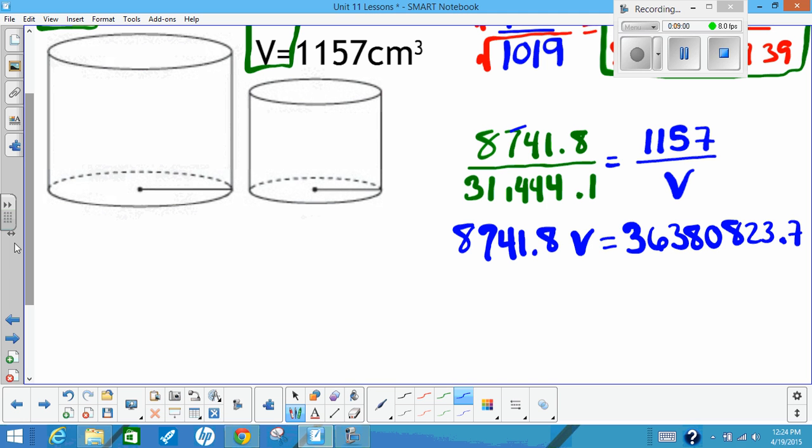I'm going to divide both sides by 8,741.8. I'm going to get the volume of my larger cylinder is approximately 4,161.7 centimeters cubed.